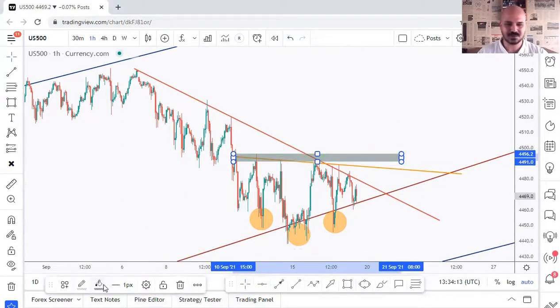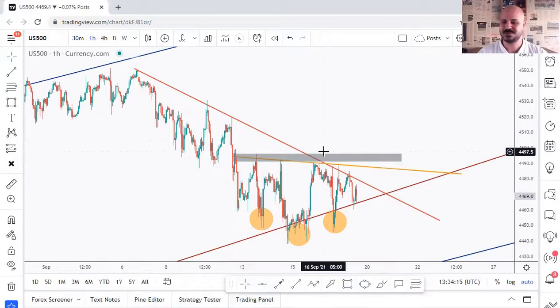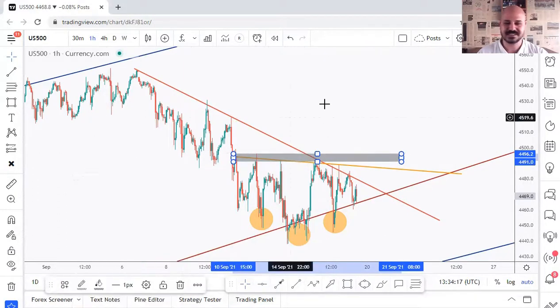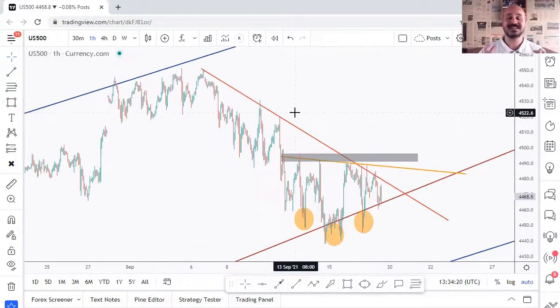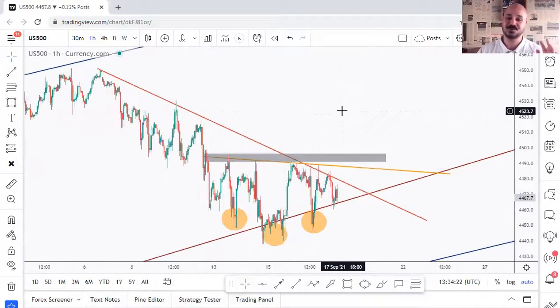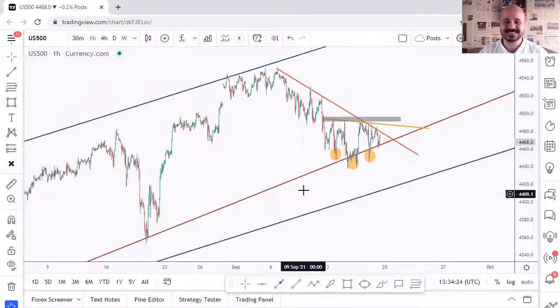So look how many confluences, or how many tools, clues, whatever you want to call it, right? We've got to buy. However, we are not buying yet because we know that US 500 can still trade lower.